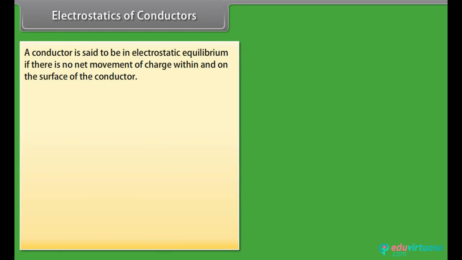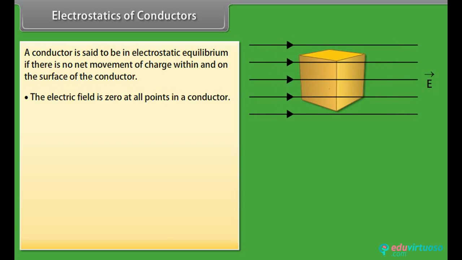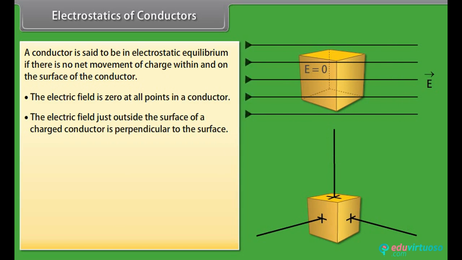A conductor is said to be in electrostatic equilibrium if there is no net movement of charge within and on the surface of the conductor. The electric field is 0 at all points in a conductor. The electric field just outside the surface of a charged conductor is perpendicular to the surface.